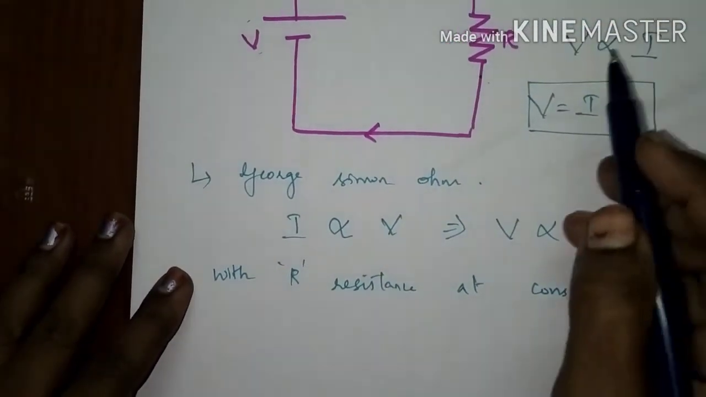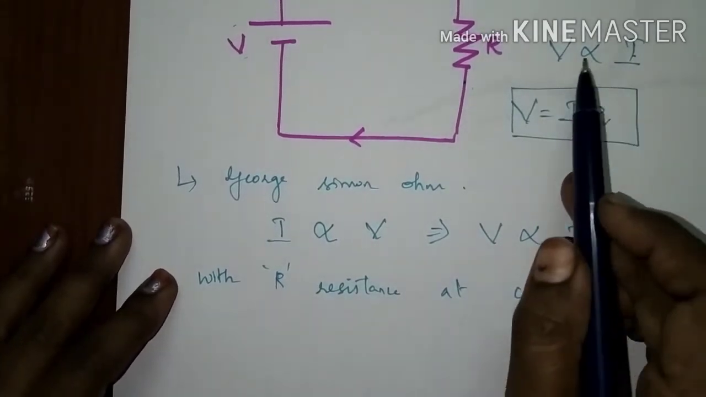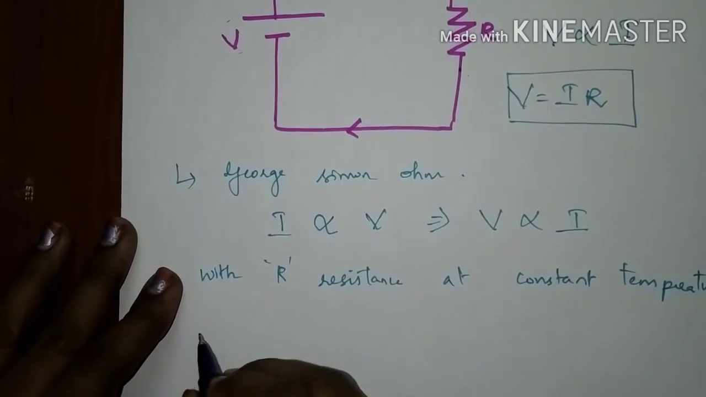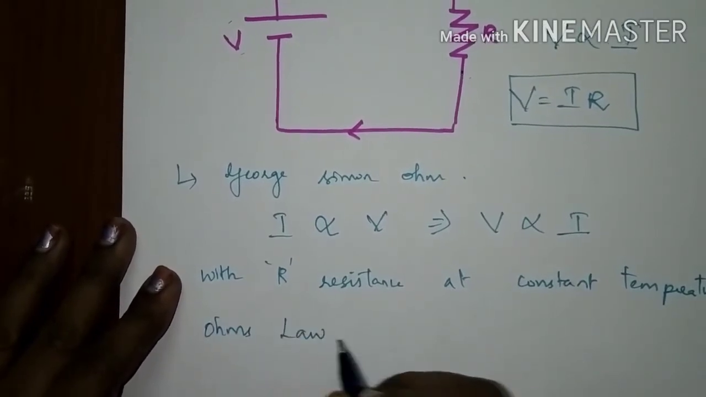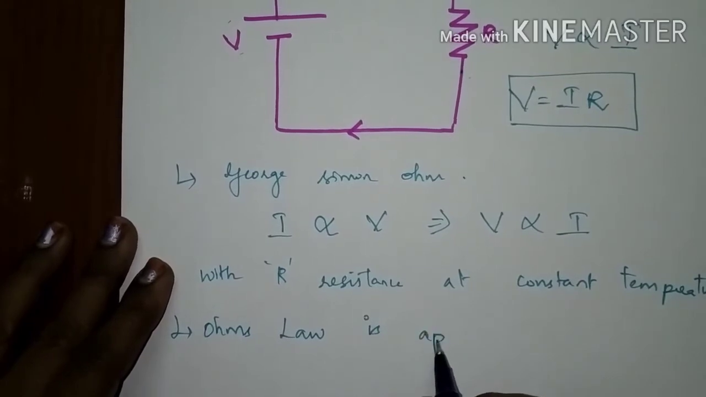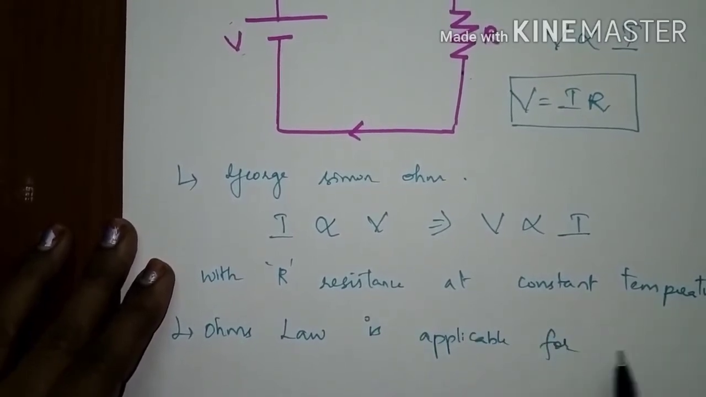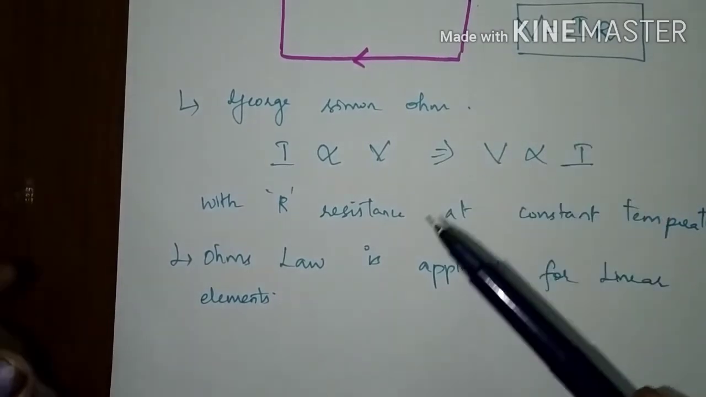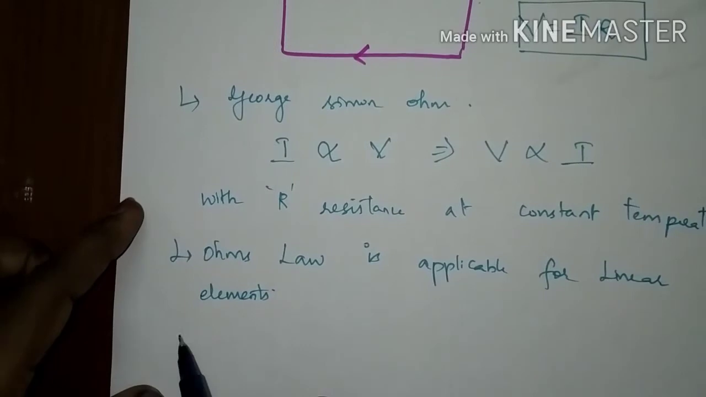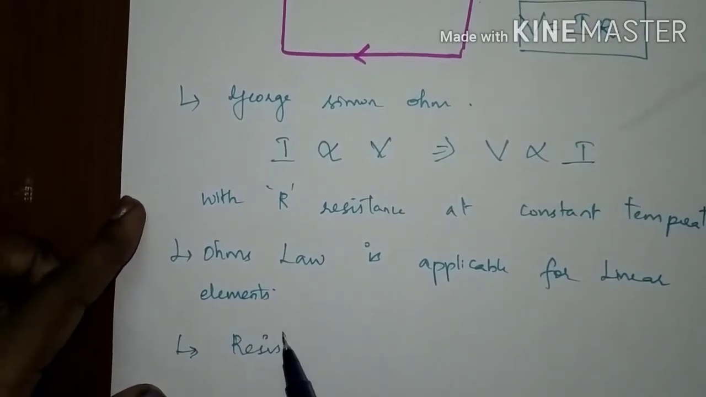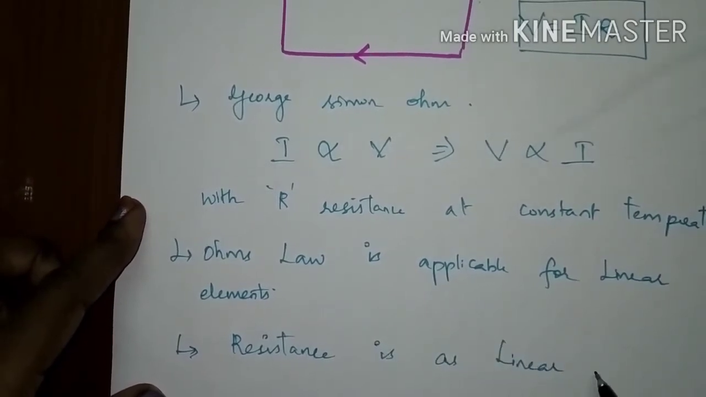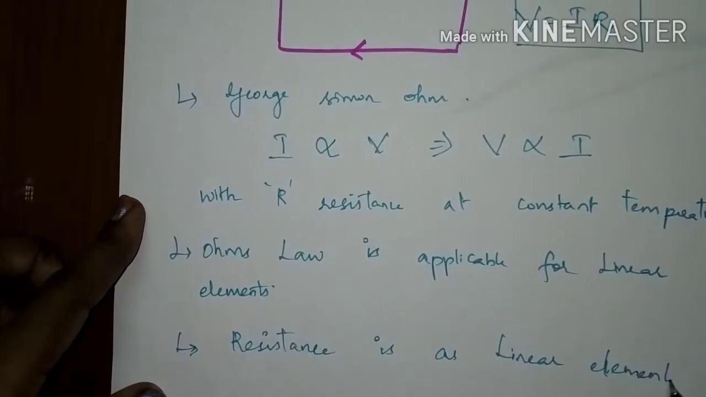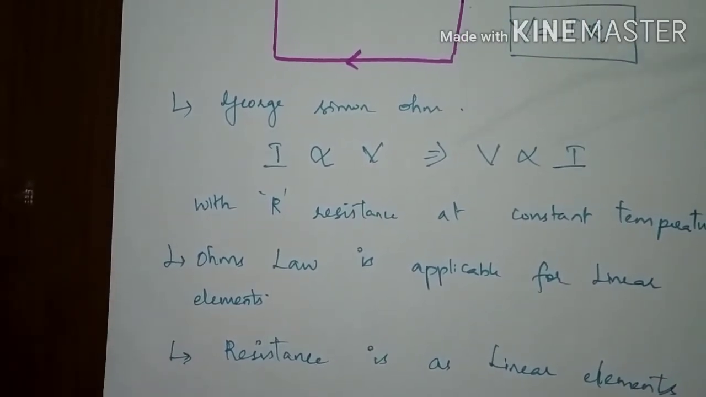So, V is directly proportional to I. It states that V and I are in a linear relationship. So, Ohm's law is applicable for linear elements. It is not applicable for non-linear elements. If an element does not obey Ohm's law, then that element is said to be a non-linear element. So, a resistor is a linear element and obeys Ohm's law. All linear elements must obey Ohm's law, and Ohm's law is applicable only to linear elements.